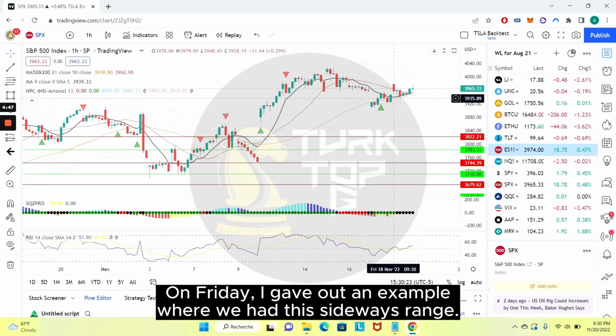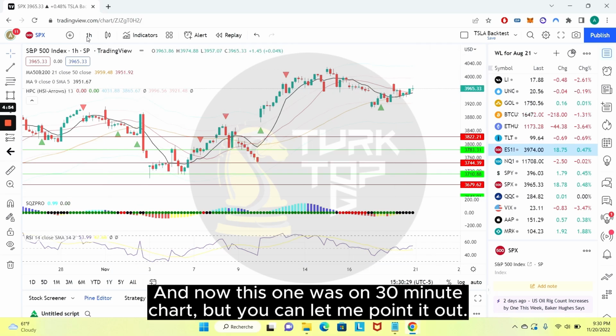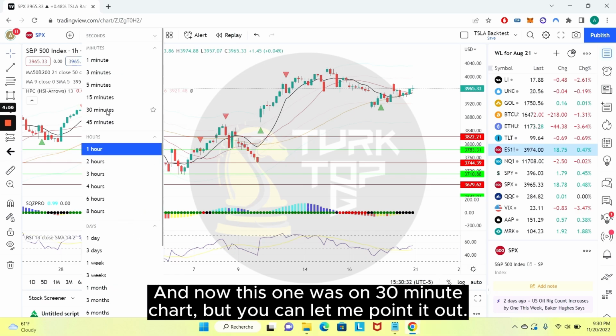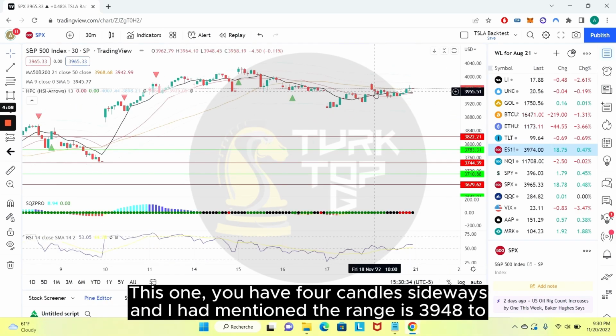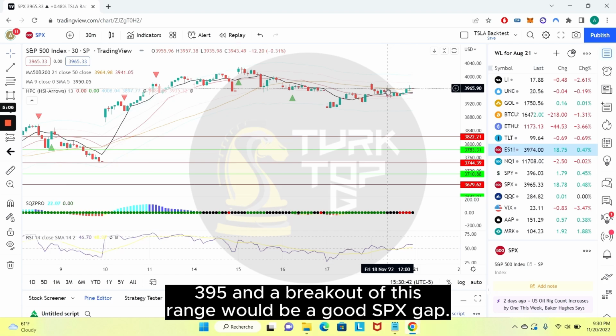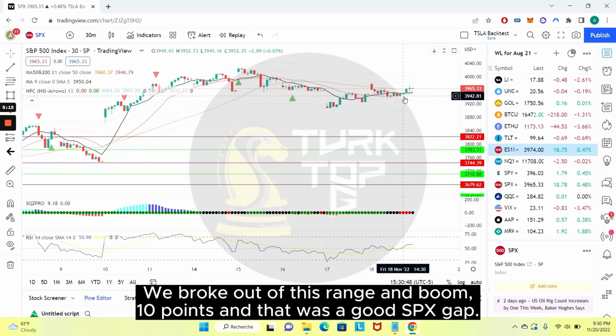On Friday, I gave out an example where we had this sideways range. This one was on the 30-minute chart, but let me point it out. You have 4 candles sideways, and I had mentioned the range is 3948 to 3965, and a breakout of this range would be a good SPX scalp. We broke out of this range and boom, 10 points, and that was a good SPX scalp.